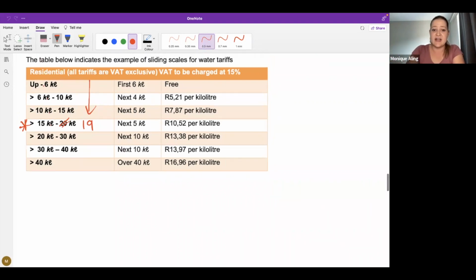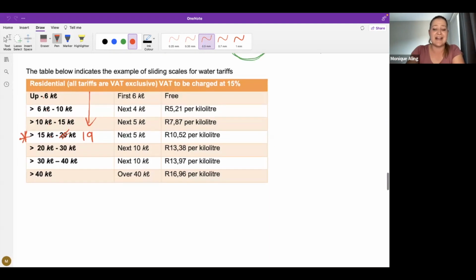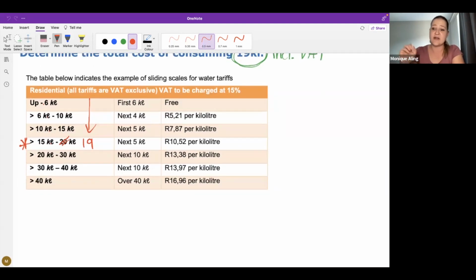The person is only using 19 kiloliters. So I crossed out 20 just to remind myself that I'm stopping at 19, because if I don't do that, I tend to carry on going. Okay, so that means, because it's in the fourth range, I'm going to have 4 brackets, 4 calculations, because we need to have a calculation per range.